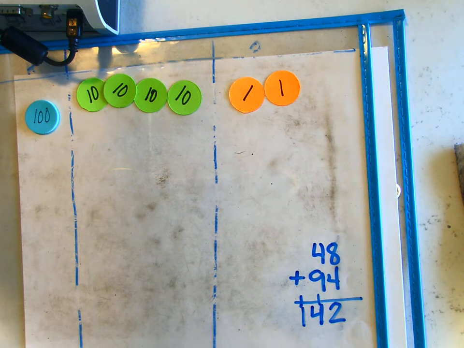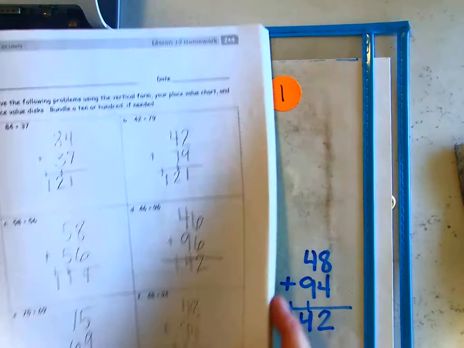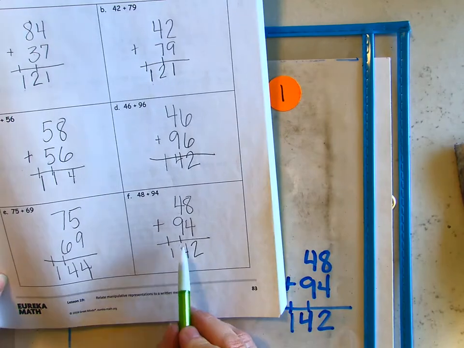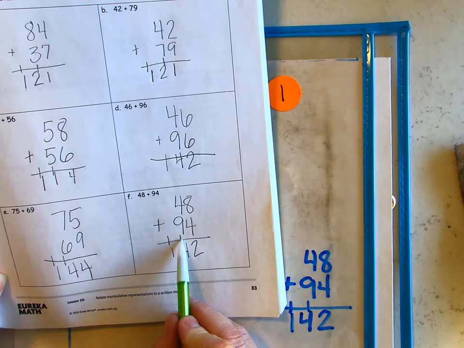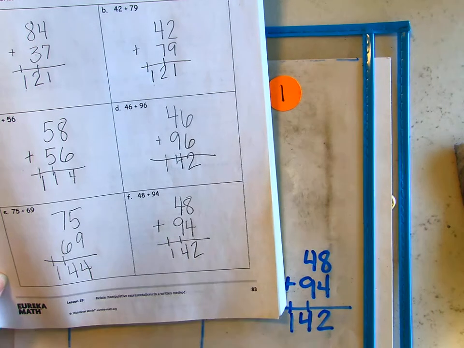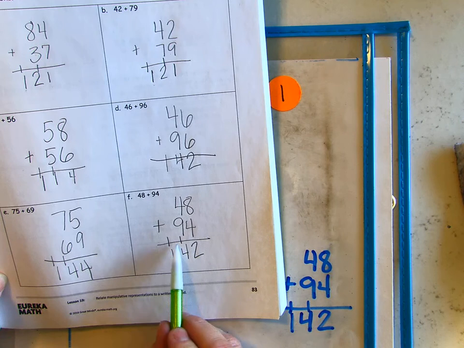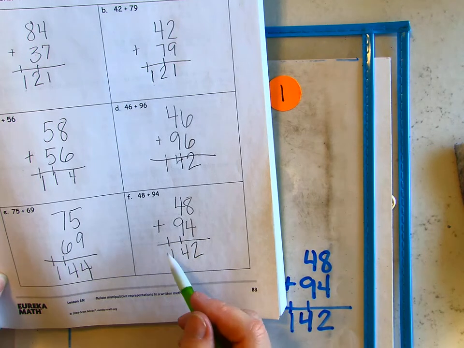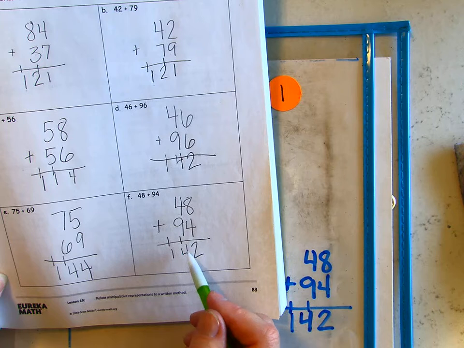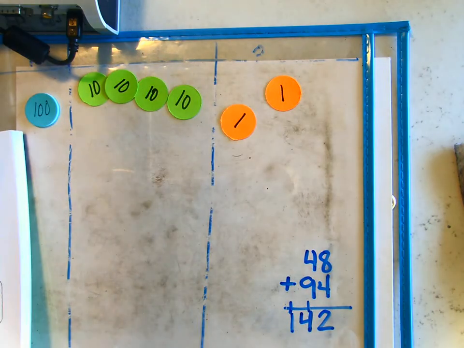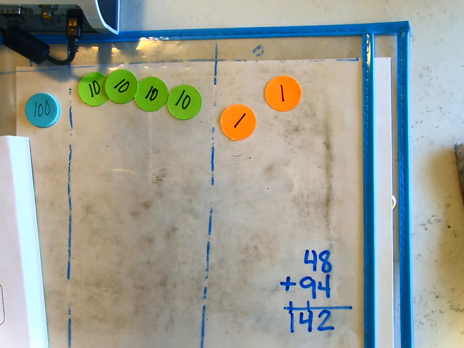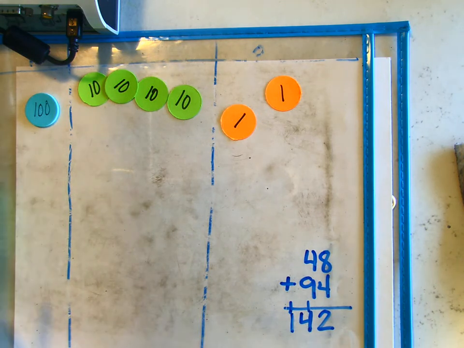142. Now make sure that as you are writing it in your book, that you are always showing the compositions. We composed 10 ones to make 10. We composed 10 tens to make 100. Make sure you have those there, because when we don't, it is very easy to forget and get the wrong sum. All right, turn the page. We have 2 more, and then we have a word problem.